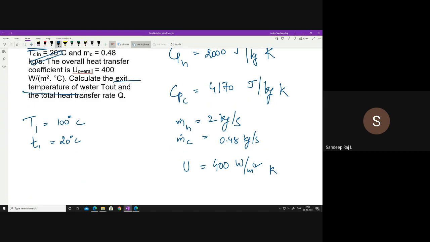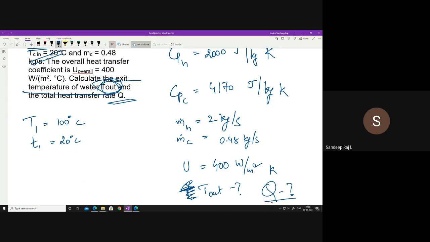Calculate the exit temperature of the water. T out he is asking. T out means small t. Okay, let us take this T out itself. Also, he is asking you to find Q.